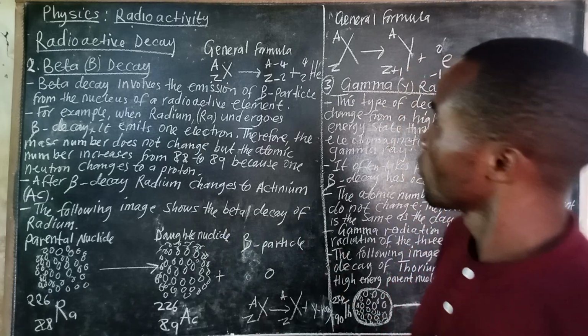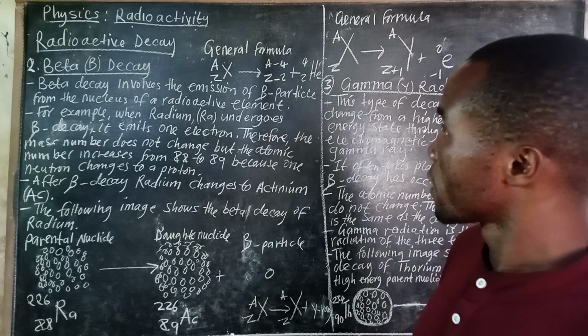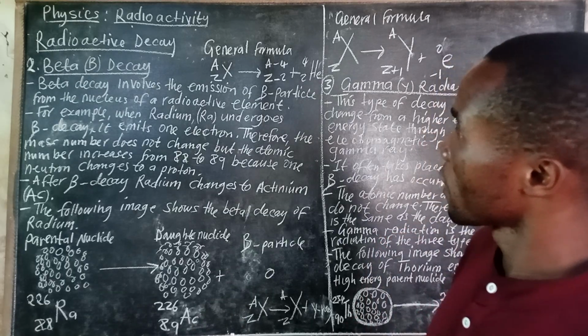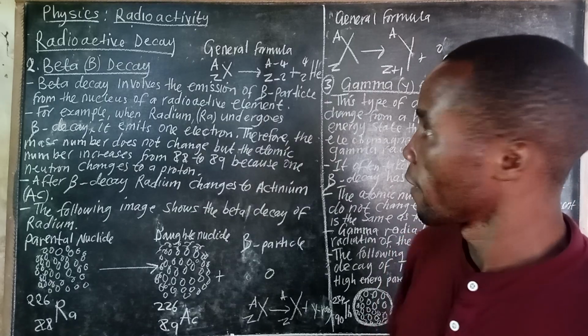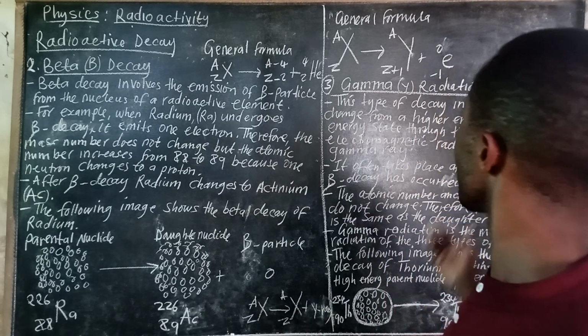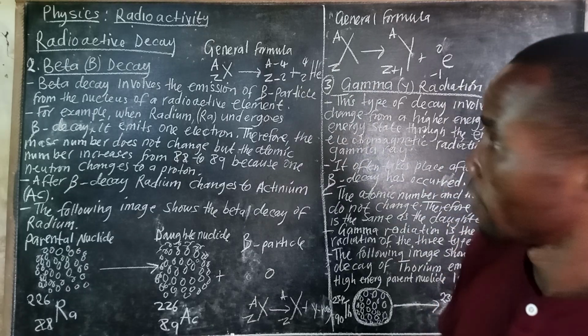Today we are still looking at radioactive decay. Remember, in our previous lesson, we looked at alpha decay. Today, we are going to look at beta decay. From there, you go to the last type of decay, which is gamma radiation.